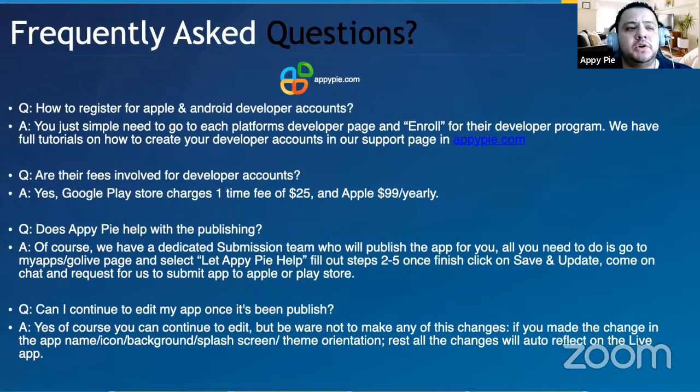Third question is, does Appy Pie help with the publishing? Of course, we have a dedicated submission team who will publish the app for you. All you need to do is go to My Apps, go to the Go Live page and select Appy Pie Help, fill out steps 1 through 5, and then click on Finish and Update. Then you can come to our chat or contact our support people, and they'll go ahead and submit your app for you. I'm going to be showing all of this on the platform also, guys. I just want to read out loud a couple of questions here.